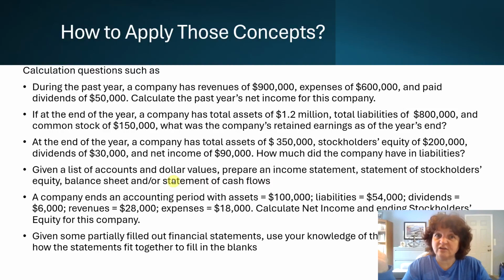Sometimes we will give you extra numbers and extra labels that you don't need to test your understanding of the fact that you don't just need those. If we only gave you what you needed, we would just be testing your ability to do math, and that's not what we're after here. And so net income is revenues minus expenses, so we would take the 900,000, subtract the 600,000, and that would give us net income of 300,000.